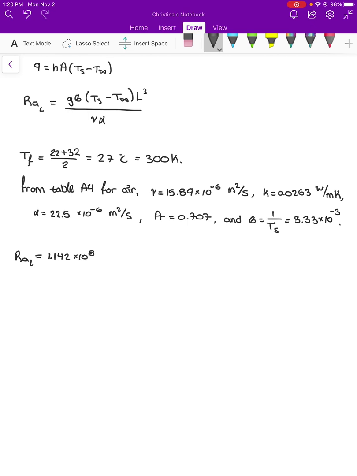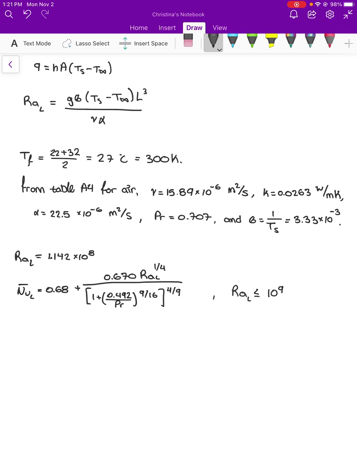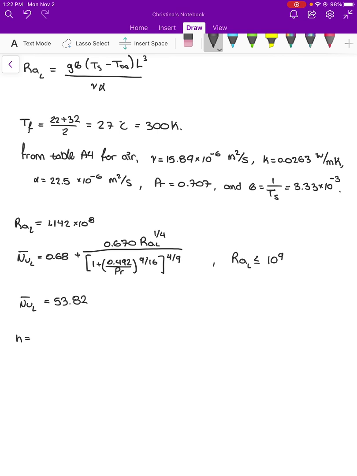We know that the temperature of the wall is constant, and so we would look at the two isothermal correlations for vertical flat plates. And out of the two, the second one is said to be better for laminar flows, so we will use that one. Now, if we plug everything into the Nusselt number correlation, we will get that Nu is equal to 53.82. And then we can solve for h.